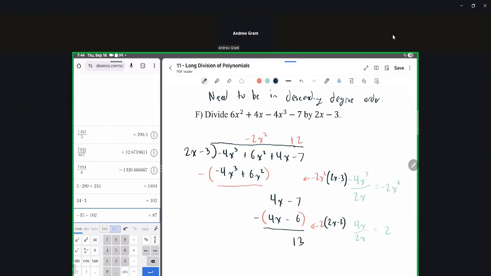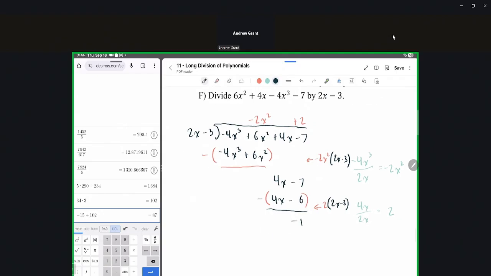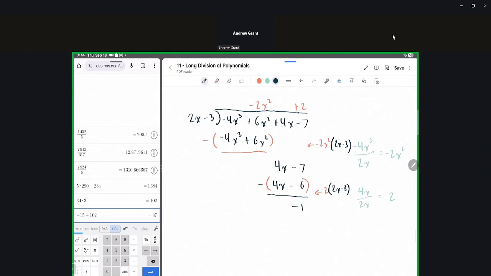Oh, nope. Negative 7 minus negative 6 is going to give us a negative 1. And so if you wanted to check this, we could say that negative 4x cubed plus 6x squared plus 4x minus 7 is equal to 2x minus 3 times negative 2x to the power of 2 plus 2, and then we just have a remainder of negative 1.